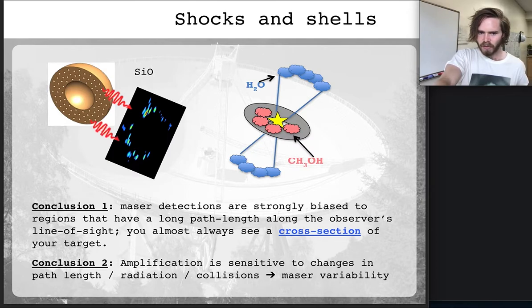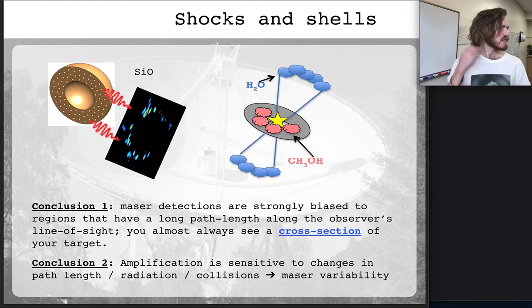So the first conclusion that I want to discuss here is that the maser detections are strongly biased to the regions that have a long path length along the observer's line of sight. So yeah, what you're essentially seeing is a cross-section of your target. So if you were to have a sphere, what you'll see is a ring, this kind of thing.